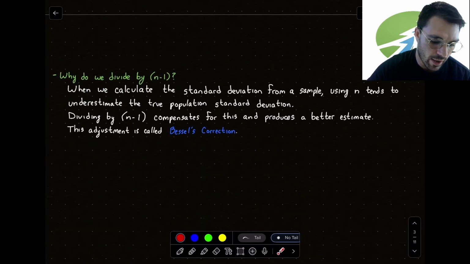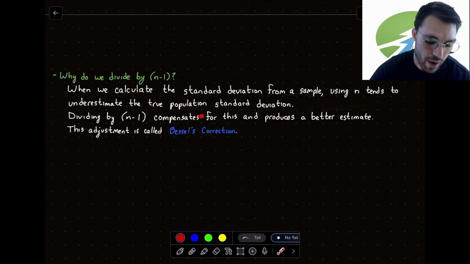And why do we divide by N minus 1? When we calculate the standard deviation from a sample, using N tends to underestimate the true population standard deviation. Dividing by N minus 1 compensates for this and produces a better estimate. This adjustment is called Bessel's correction. Probably not something you need to know. However, it's always good to know where things came from. Bessel's correction is what we call this.